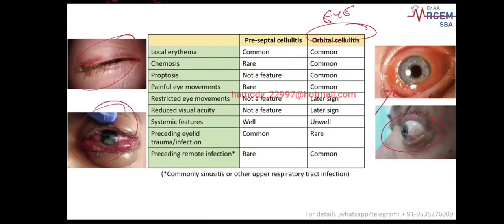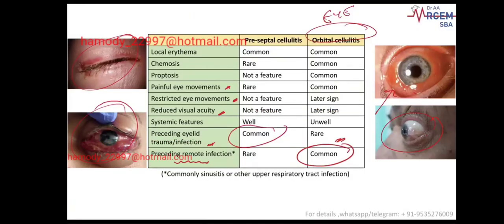These patients usually will have painful eye movements, restricted eye movements, reduced visual acuity. All these features where the eye is involved, always think of orbital cellulitis. Along with it, what do you need to think of? If there is a preceding eyelid trauma or infection, preseptal cellulitis is common, not orbital cellulitis. Whenever there is a preceding remote infection, then orbital cellulitis is common.